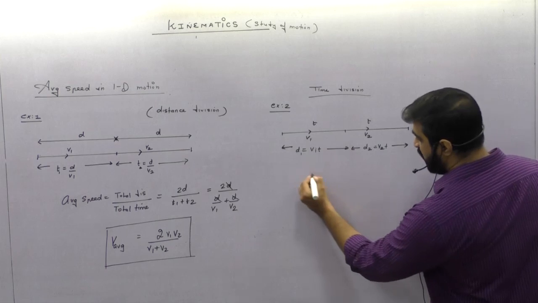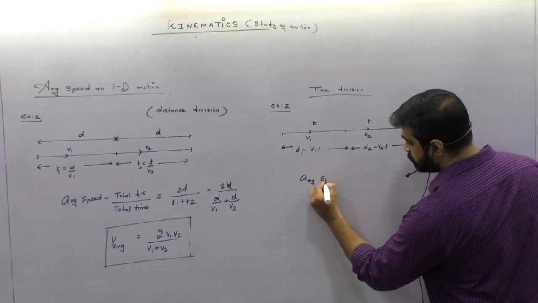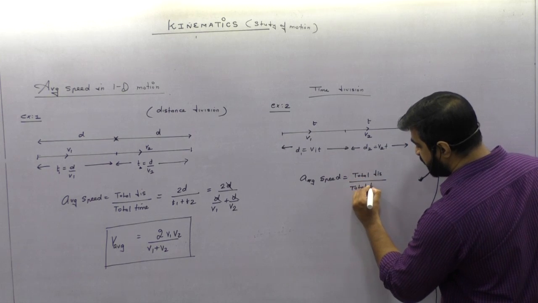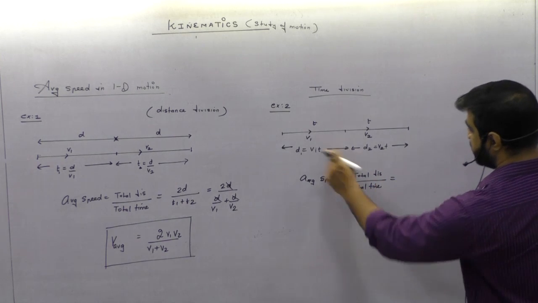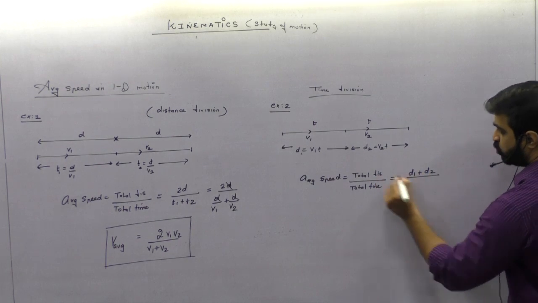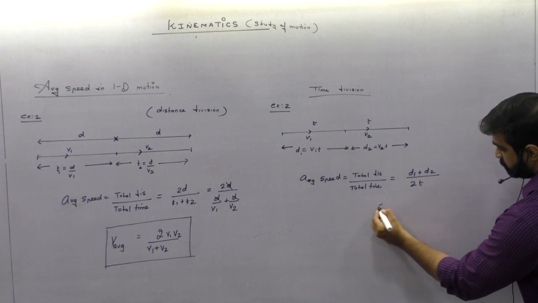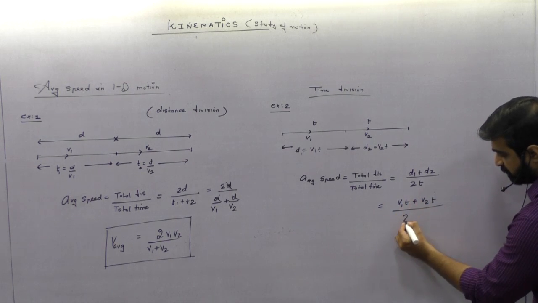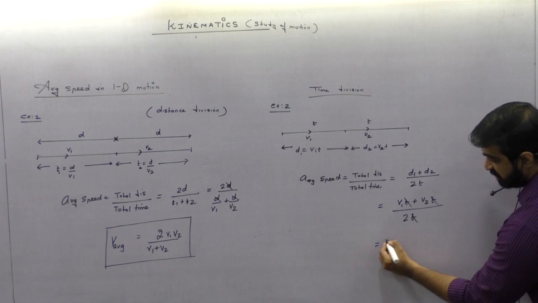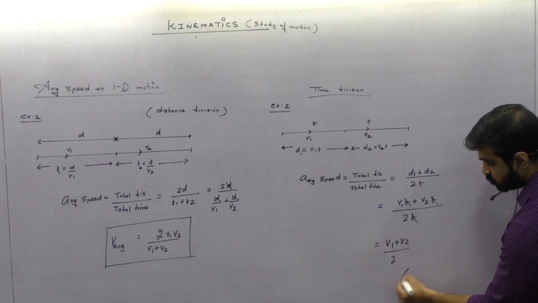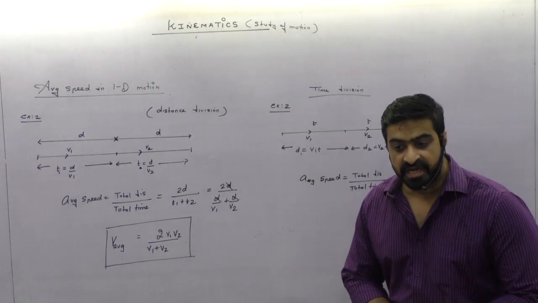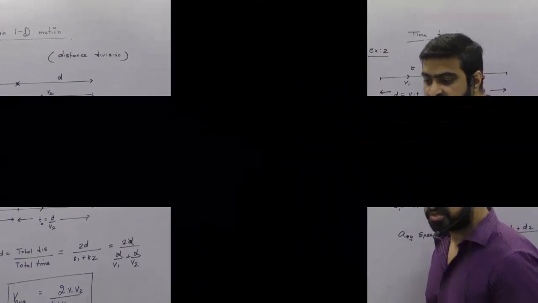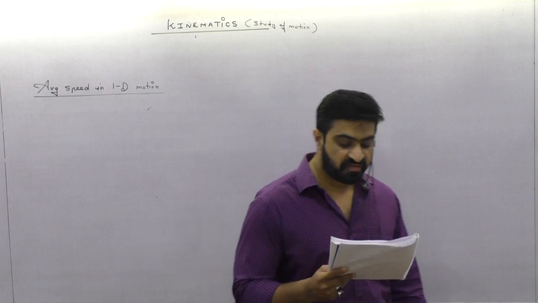Understand what's happening? The average speed is total distance upon total time. What is total distance, beta? d1 plus d2, and total time is 2t. So can I say d1 is v1t plus v2t upon 2t? So what is the average speed, beta? v1 plus v2 by 2. So what is the trick over here? Eliminate what is not given. This is called a time division sum, and this is called which sum? Distance division sum.